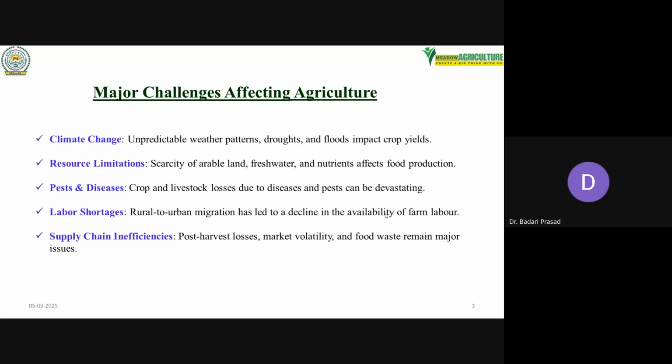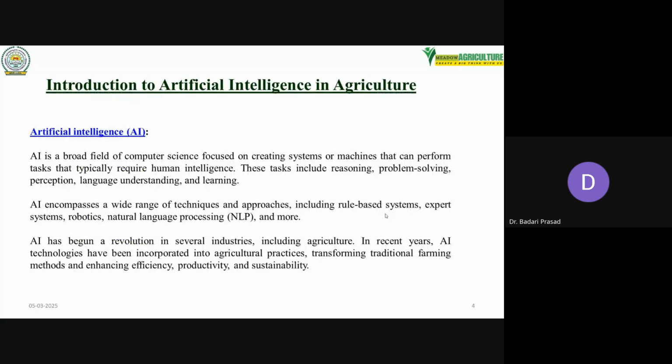Labor shortage is one of the major problems in almost all parts of our country, apart from supply chain inefficiencies. In India, we lack proper methods for post-harvest handling to prevent post-harvest losses, immediate transport to local markets, and the volatility of the markets, and food waste remain the major issues. So these are all the concerns in agriculture for achieving higher yields.